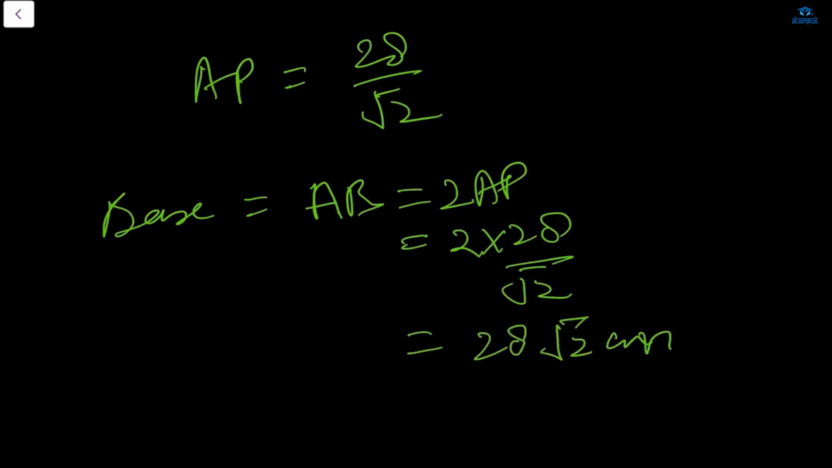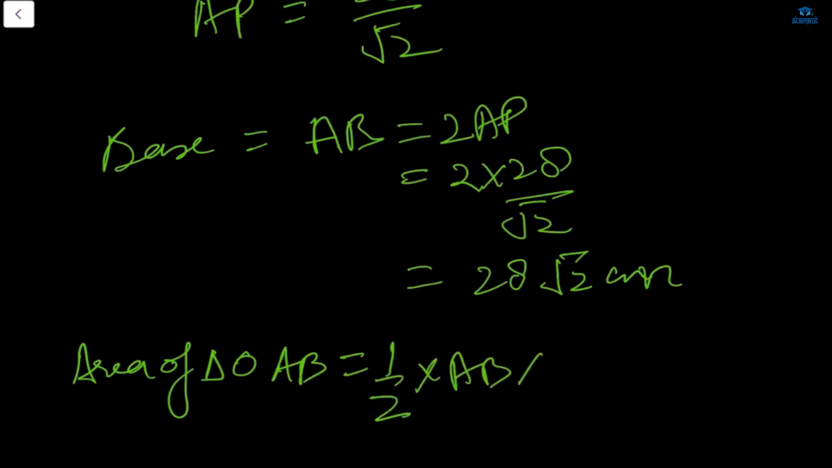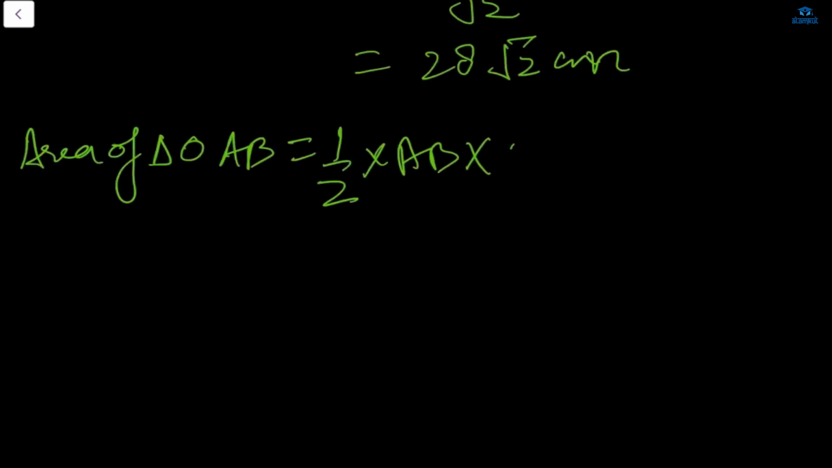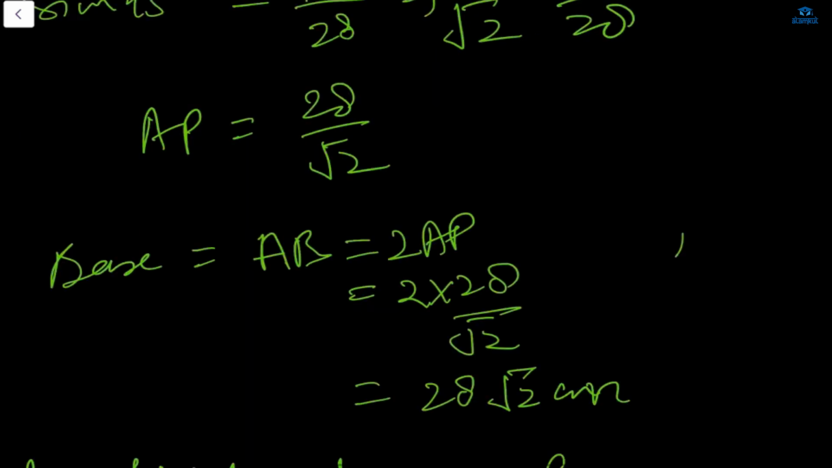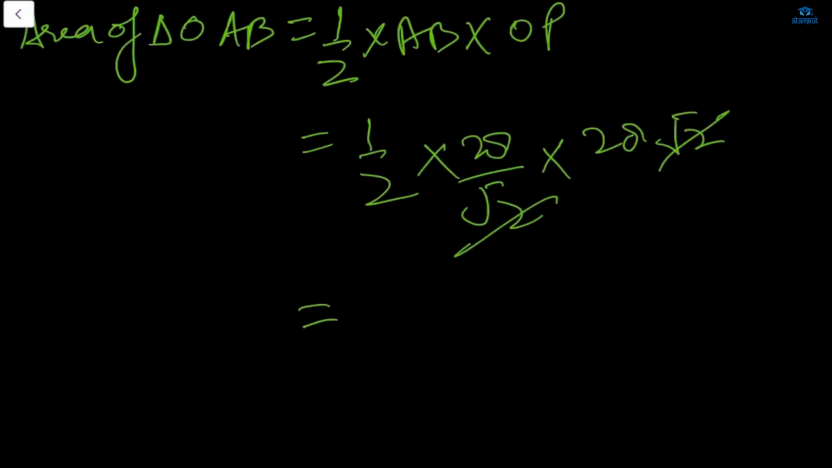Now area of triangle OAB will be equal to half base into height. Base is AB, and OP is your height, na? So half into what we got, 28 upon root 2 multiplied by 28 root 2. Yes, so root 2 cancels, and one of the 28 will also get cancelled, and then you will get the value as 392 centimeter square.